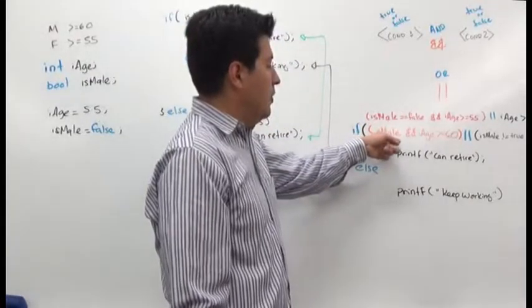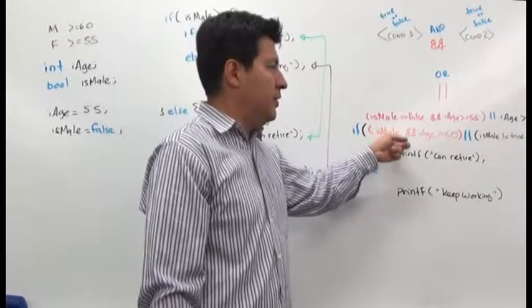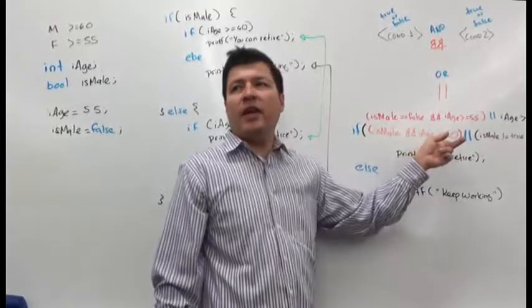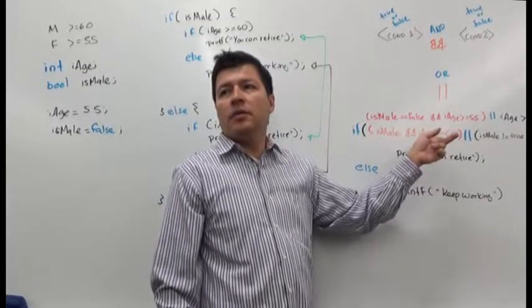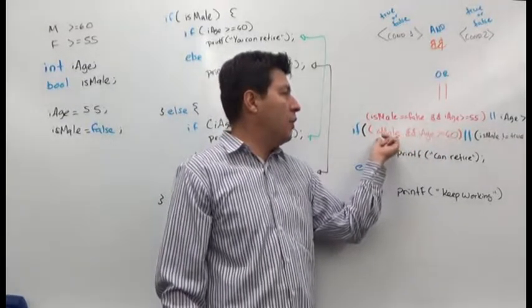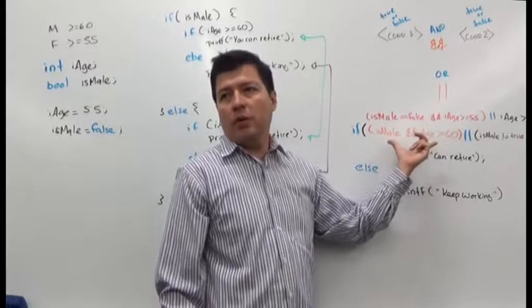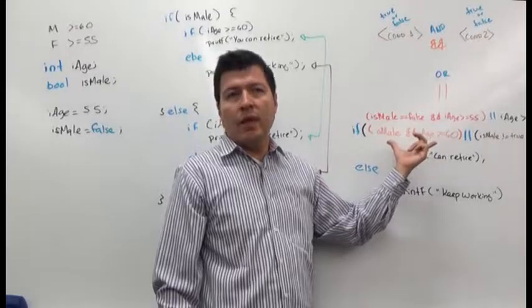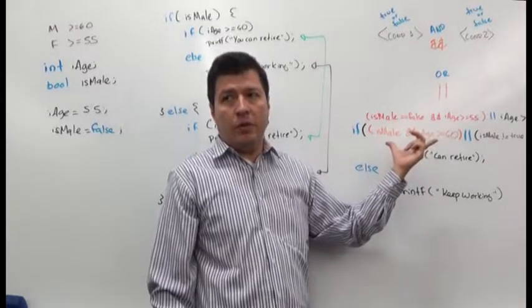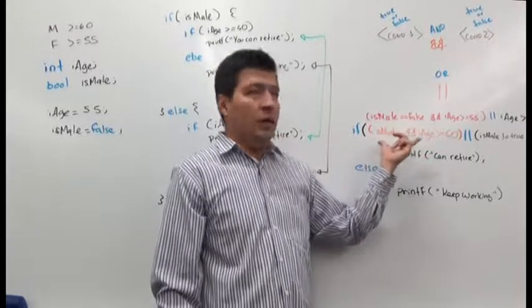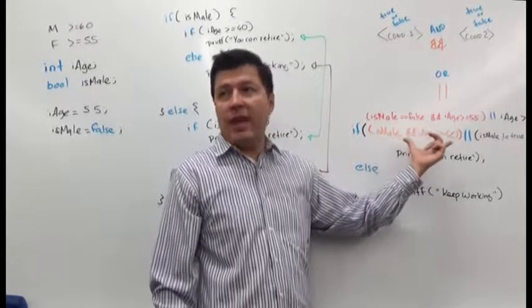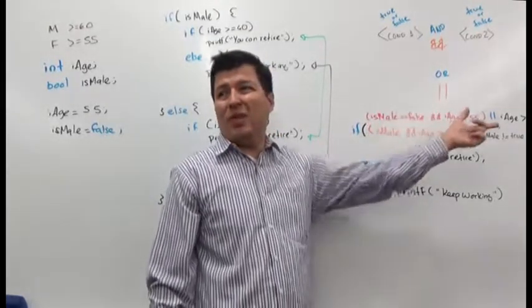So it says is male equals false. This is an AND statement. Do I need to test the age? If this is false, and this is an AND statement, do I need to test the age? No, so the computer doesn't do that. That's called a short circuit evaluation, which means if it's a false and it's an AND statement, it doesn't need to keep testing.